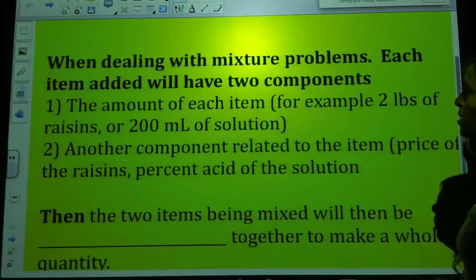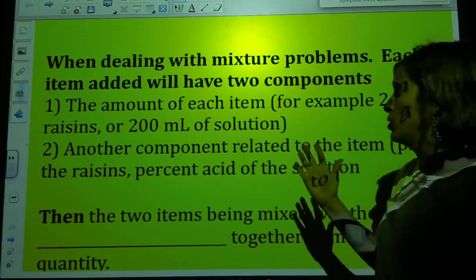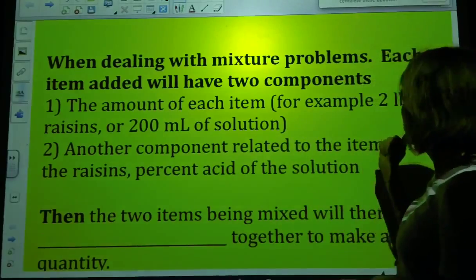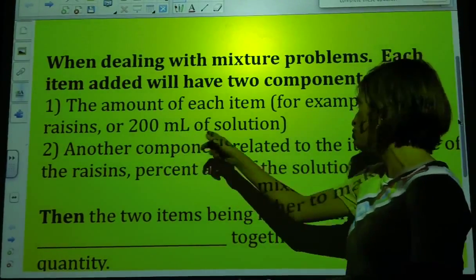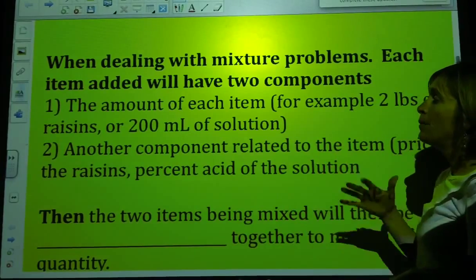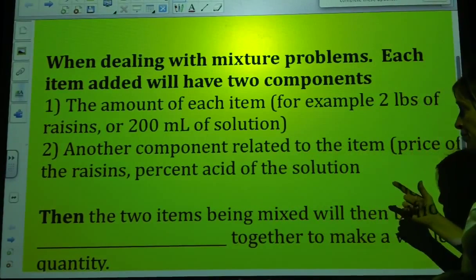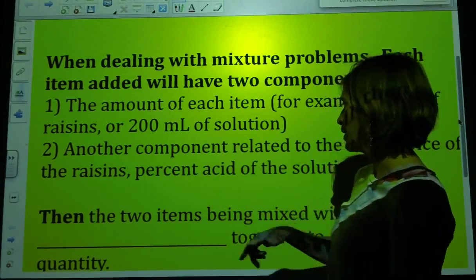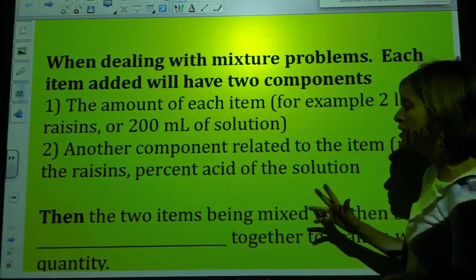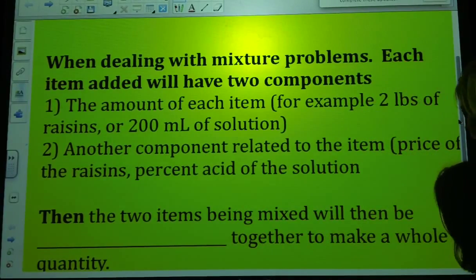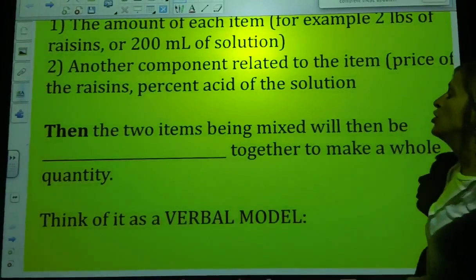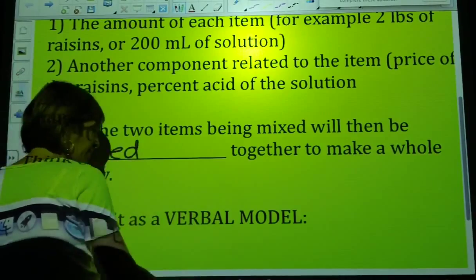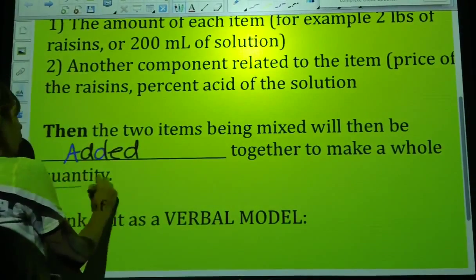All right, so when dealing with mixture problems, each item added will have two components. You're going to have the amount of each item, for example, 2 pounds of raisins, or 200 milliliters of a solution. The other component is related to the item, such as the price of the raisins, or the percent of acid in the solution, okay? So each item will have two components. Then the two items being mixed will be added together, because when you mix two items together, you add them together to make a whole quantity.